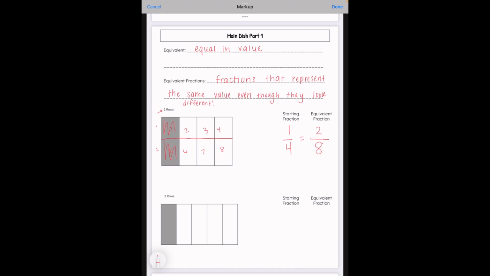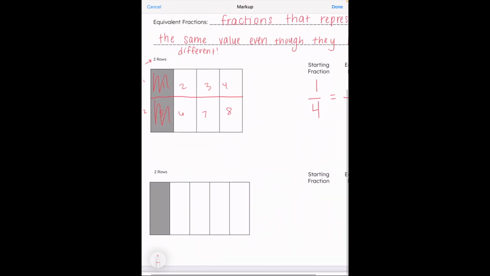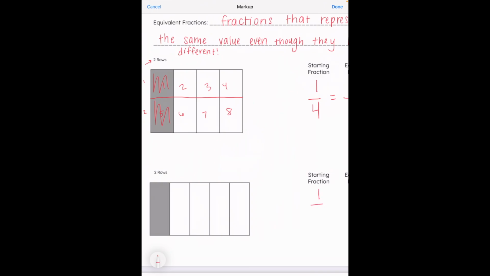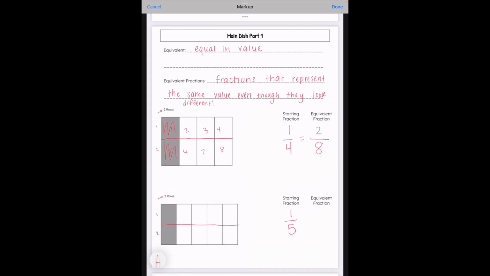We're going to do the same thing with the next model. So first, our starting fraction is 1/5. And again, we're going to turn this model into a two-rowed model. So I'm going to split it. I'm going to label my rows over here. And now I have a total of 10 pieces with 2 of them filled in. 1/5 and 2/10 are equivalent fractions. They have the same value. They just look slightly different with the numbers.